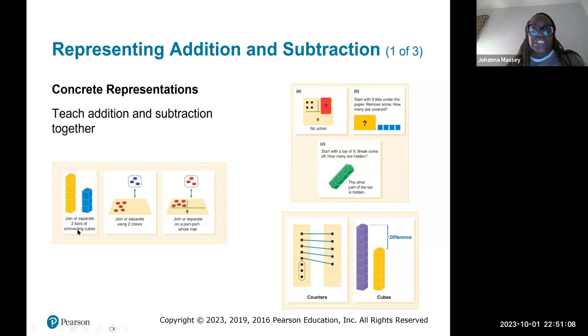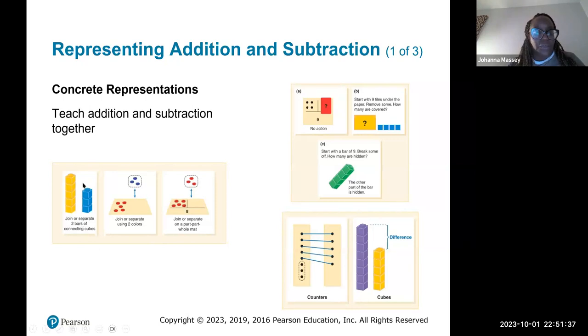Representing addition and subtraction. Use concrete representation, y'all. The concrete. Teach addition and subtraction. They say teach it together. And sometimes you can. Well, most of the time you can. But for some strange reason, they kind of lose it. But look at what they're doing. Join or separate two bars of connecting cubes.